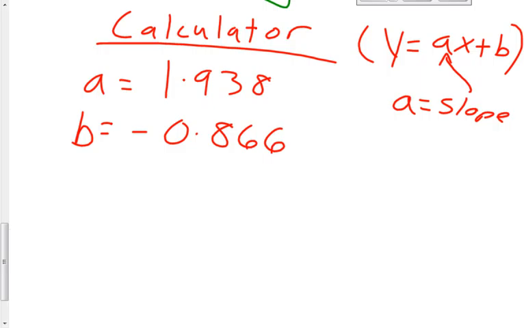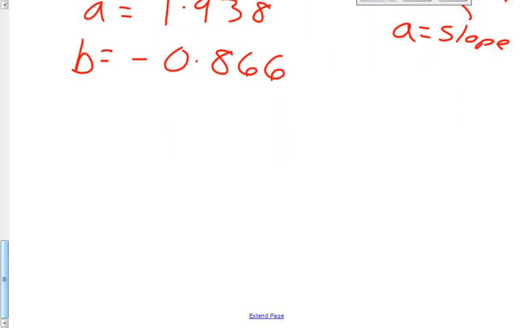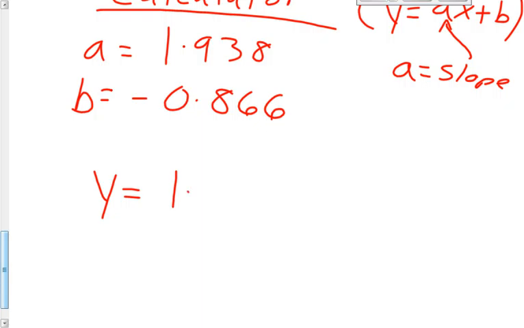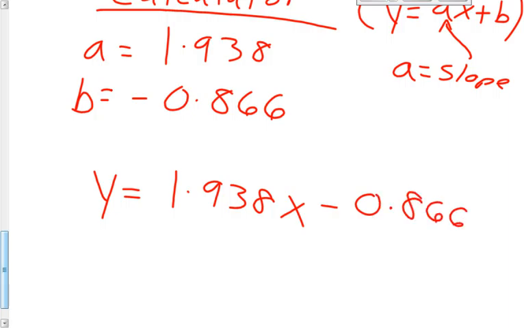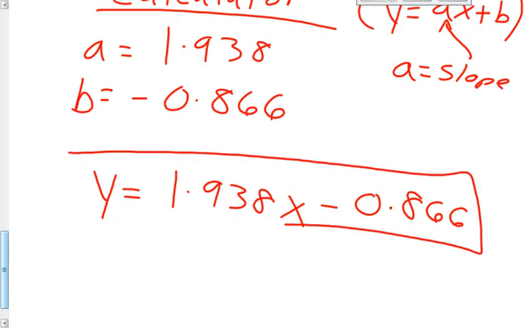And then it says that our y-intercept is at a negative 0.866. So our equation, y equals 1.938x minus 0.866. It's the same y equals mx plus b form. Instead, it's just ax plus b. So this is the equation using your graphing calculator.